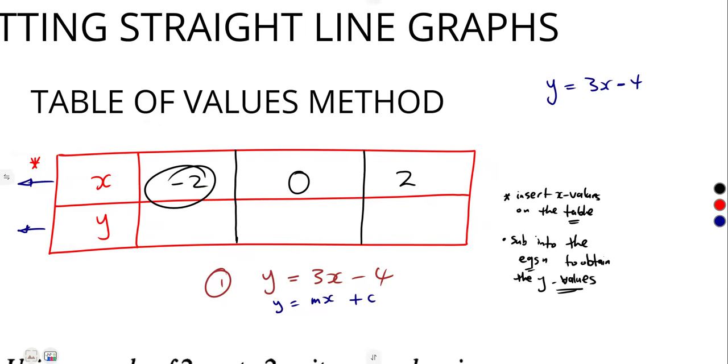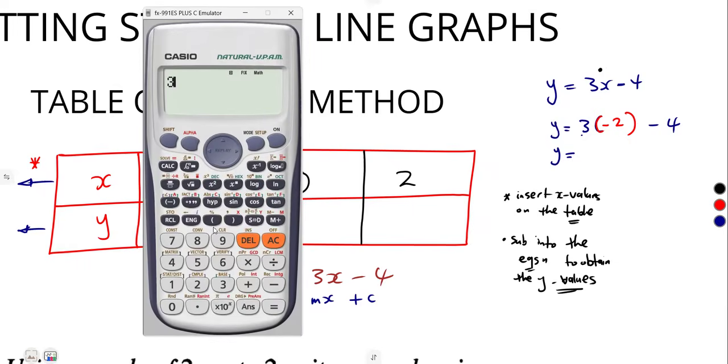So x is what? The first value, -2. So when x is -2, you substitute in place of x here, you put -2. So y is equal to 3 times the value of x, -2. So you multiply by the value of x, -2, then minus what? 4 as it is. So you substitute into the equation to obtain the y value. So what is going to be the y value? 3 times -2, you can even use a calculator here. 3 times what? -2. All right, then we subtract 4.